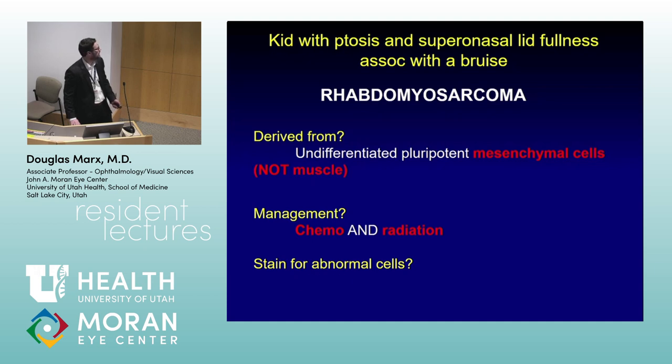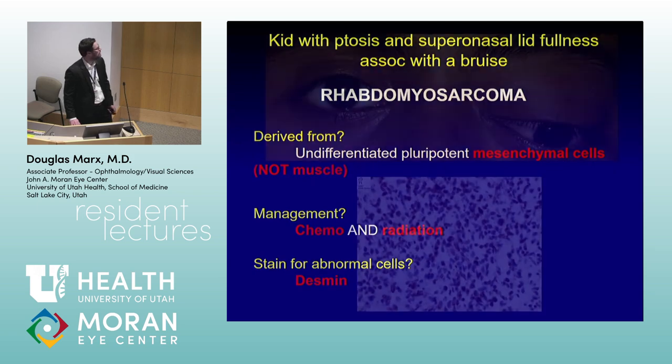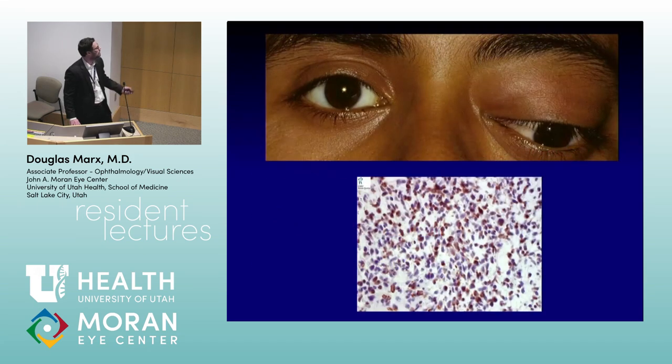Stain for abnormal cells, desmin. There you go. You can tell it's superiorly located. Why? Because you have displacement downward, right? So you have exophthalmos and downward displacement of the globe. And this is the kind of stuff.